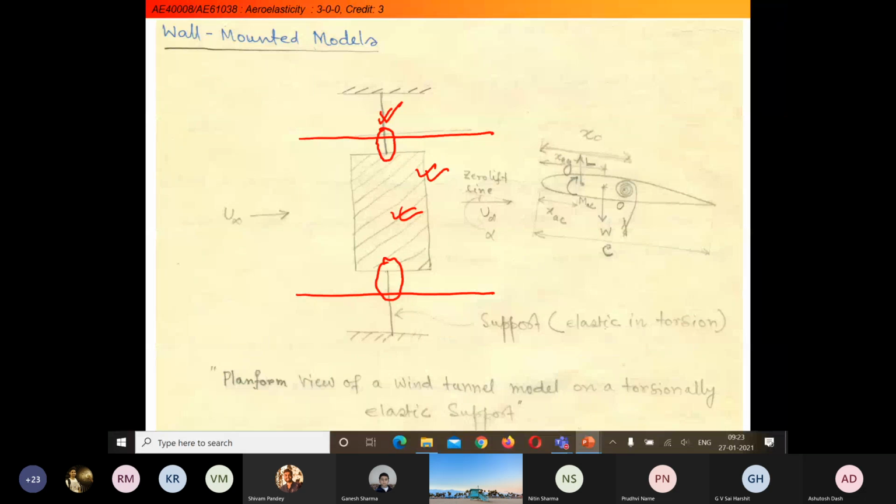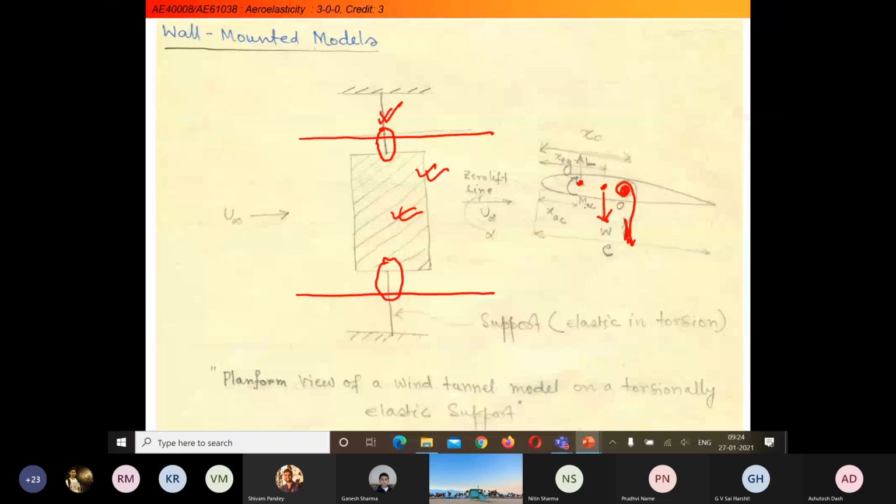Here we have the aerofoil model, where at one point we consider the weight of the structure acting downward, and the spring is mounted here. Wherever we have connected the mounting rod, the stiffness of that rod is basically giving this torsional spring, and the aerodynamic load is coming due to the flow of the wind tunnel, that is U infinity.